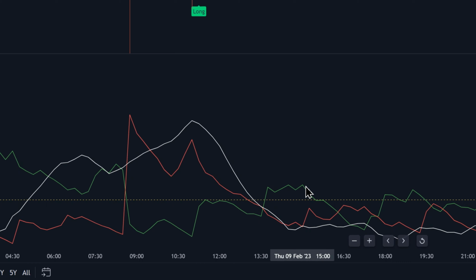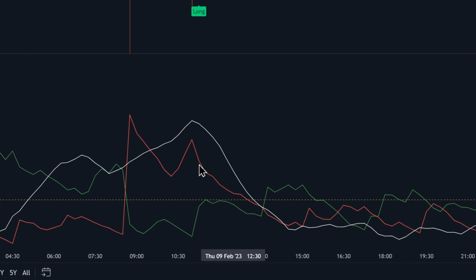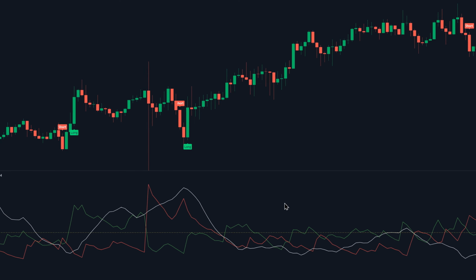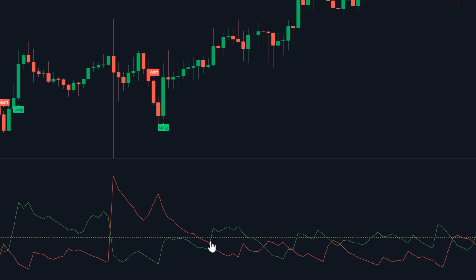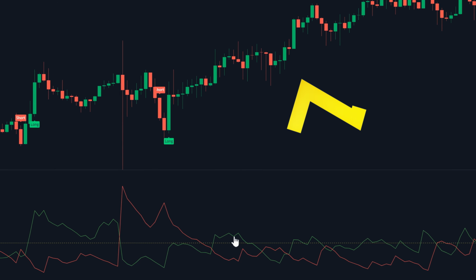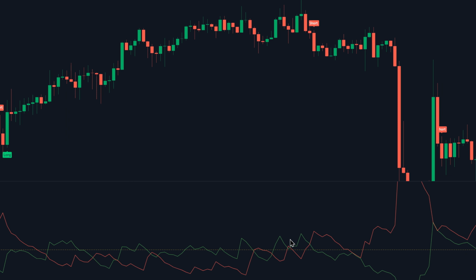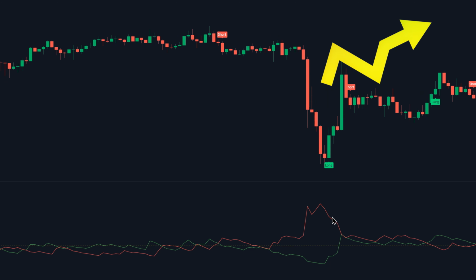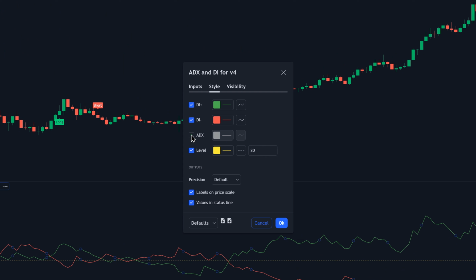This green line is called the positive directional indicator. And this red line is the negative directional indicator. And they are used to indicate the direction of market momentum. When the green line goes above the red line, that indicates that the bullish momentum in the market is higher than the bearish momentum. Conversely, whenever the red line goes above the green line, that indicates that the bearish momentum in the market is now higher than the bullish momentum. Next, we will explore how we can use these two indicators to enter long and short positions.